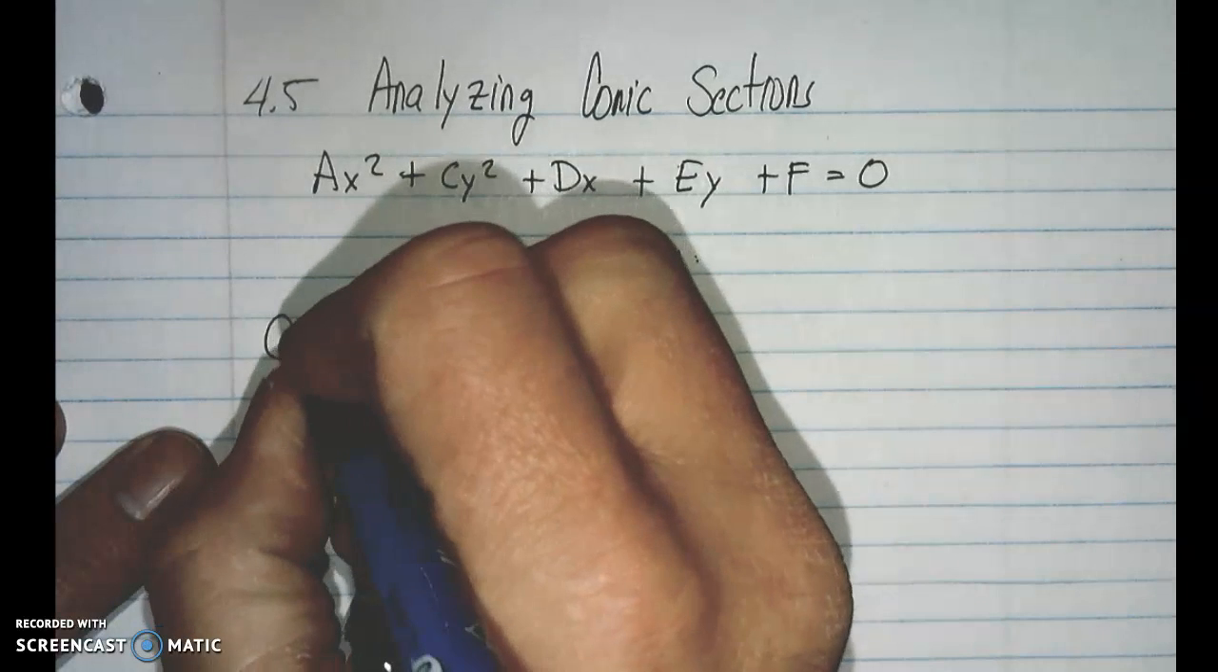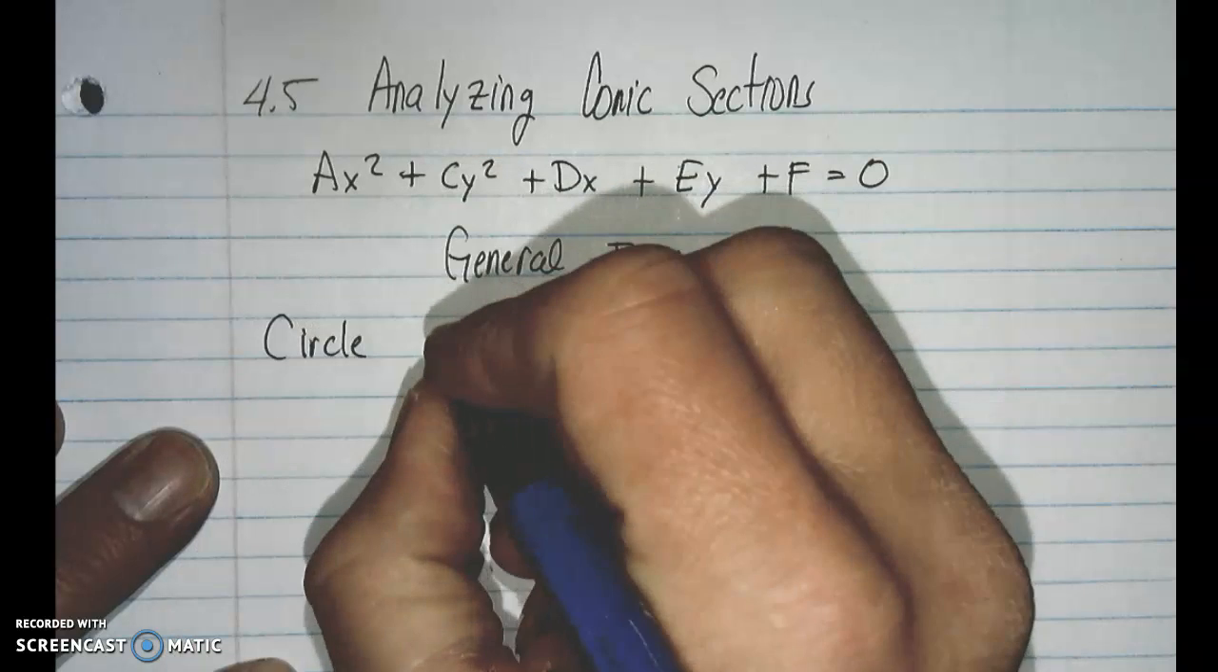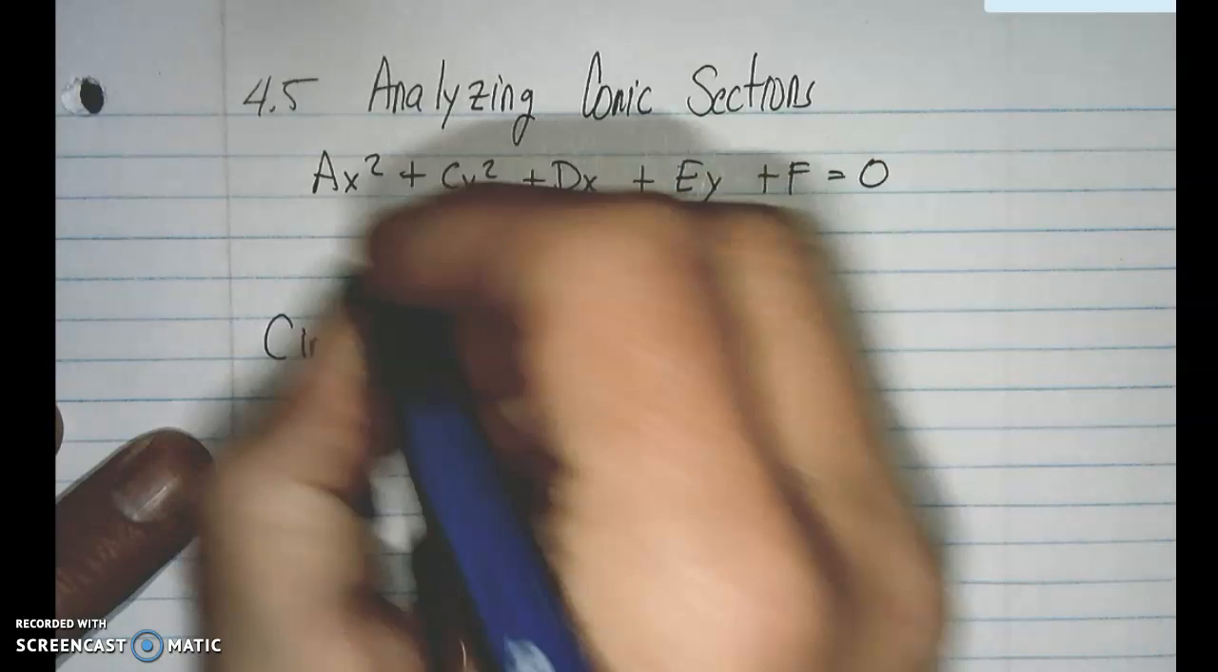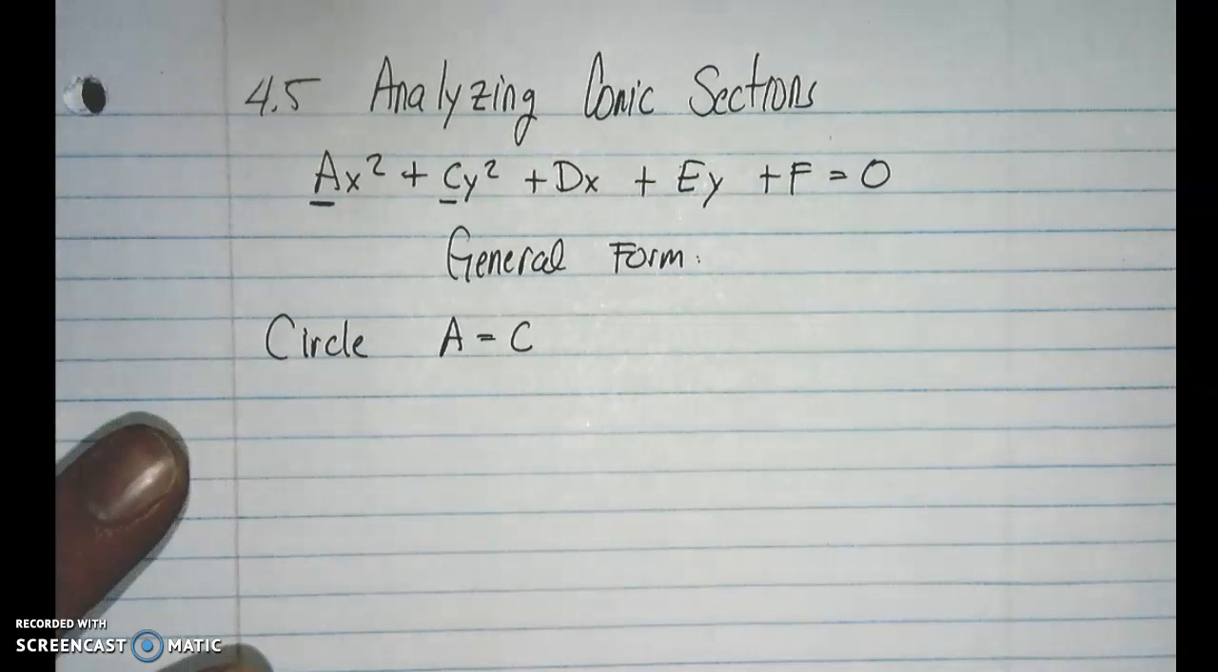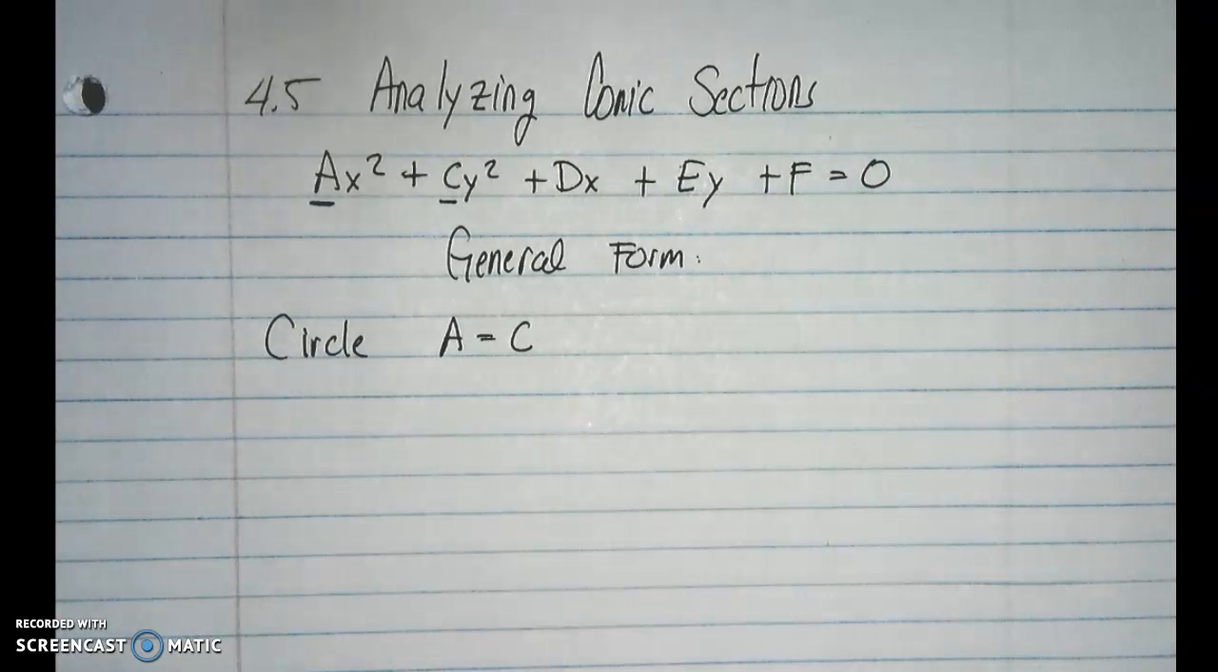So how do I know if it's a circle? Well, I know that A is equal to C. So this constant and this constant here are equal. They're the same. Perfect.